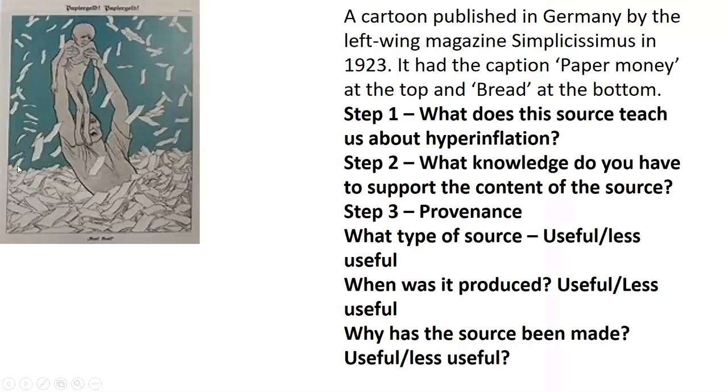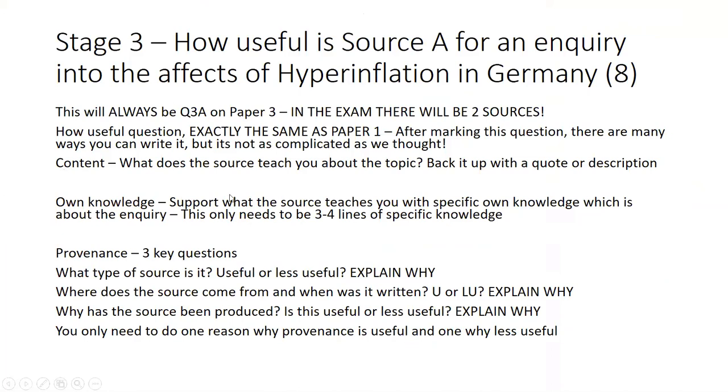If you were to do this for both sources, so let's just do content for both sources, you'd get 2. Own knowledge and content for both sources, 4 to 5. Provenance, if it's good, between 7 and 8. That's a very quick overview on how to do this question. Keep it short, sweet, and simple.